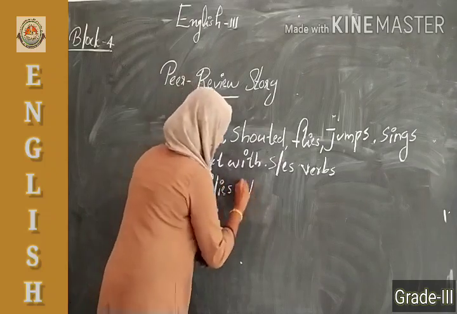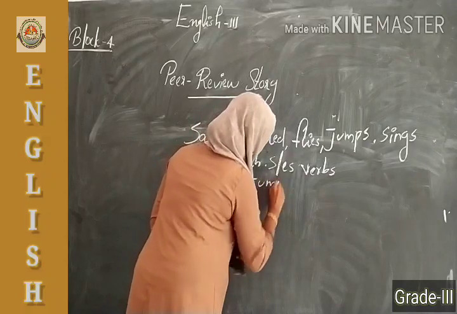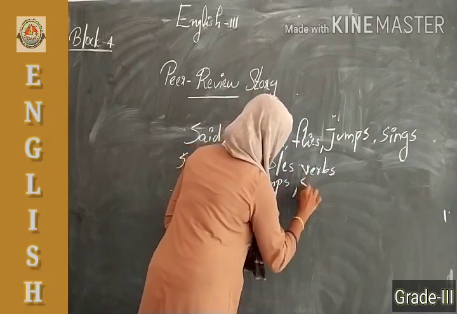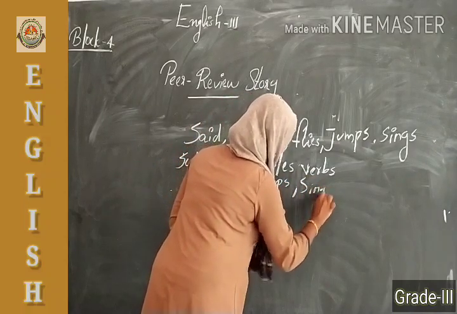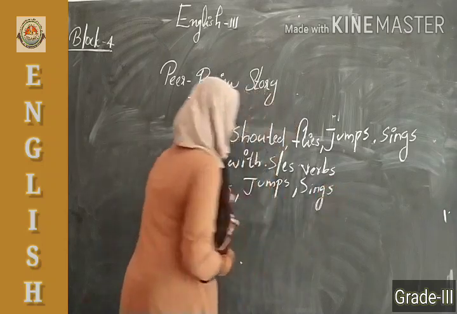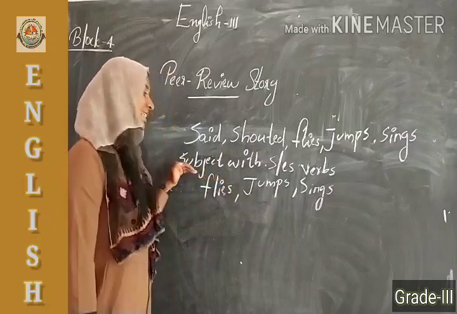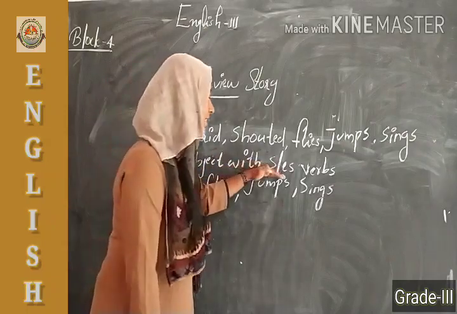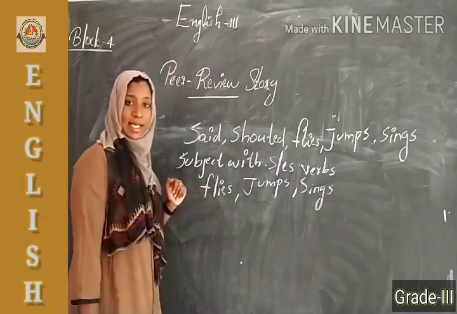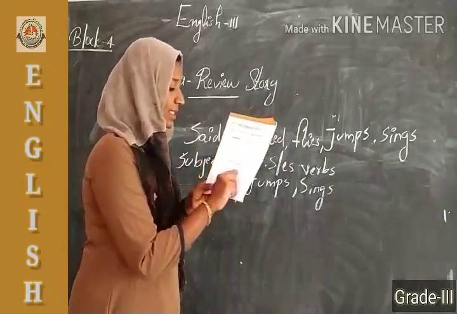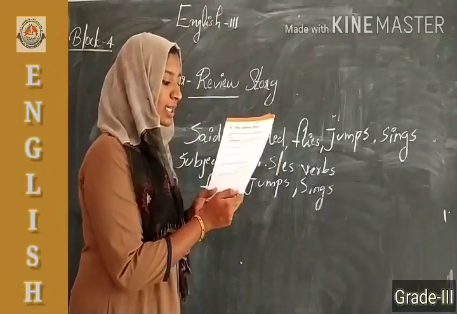then jumps and sings. Here you can see flies, jumps and sings, which are the verbs with es. Is it clear? Similarly, you can see subject without es.